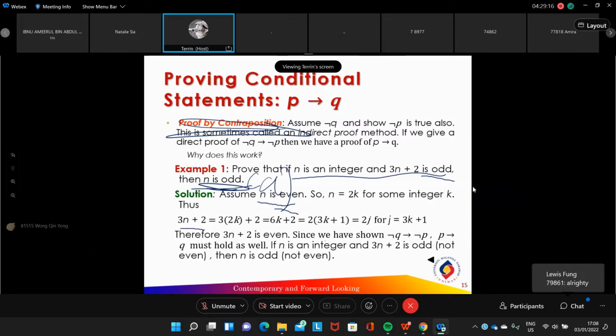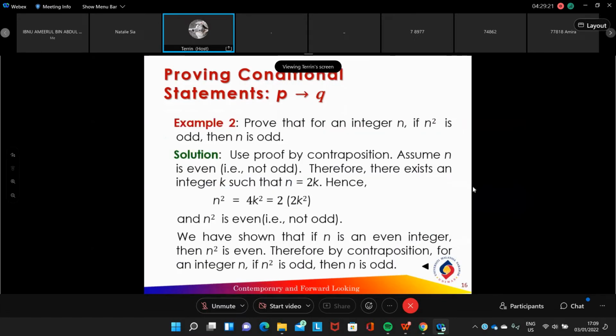So here we have shown the negation of Q. So that's actually to explain earlier. Please, my brain said it wrong.